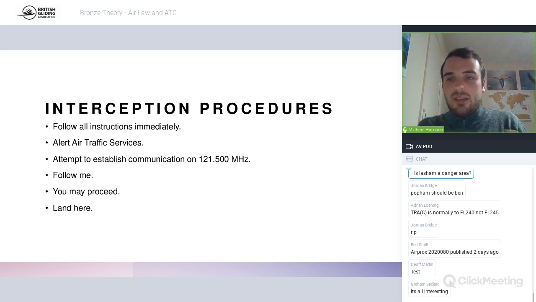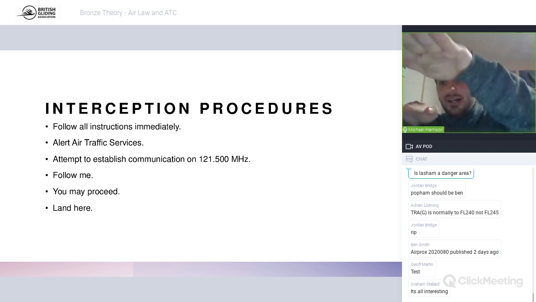You may proceed. That means whatever reason they had for intercepting you is no longer necessary, and they're allowing you to go on your journey as you planned. They normally do that by suddenly and abruptly breaking away.